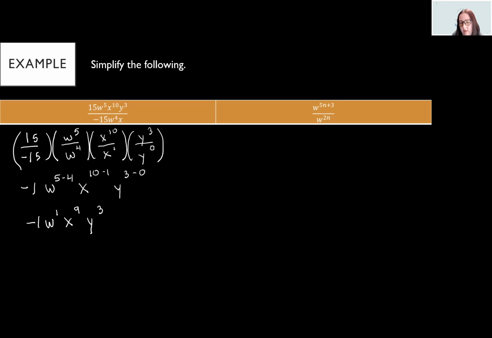And usually when we write this, we don't put the negative 1 there. We'll just use a negative. So we'd write it as negative w x to the 9, y to the 3rd. That's usually how we end up writing it. So any of those ones that we had, we usually don't put in the final answer.